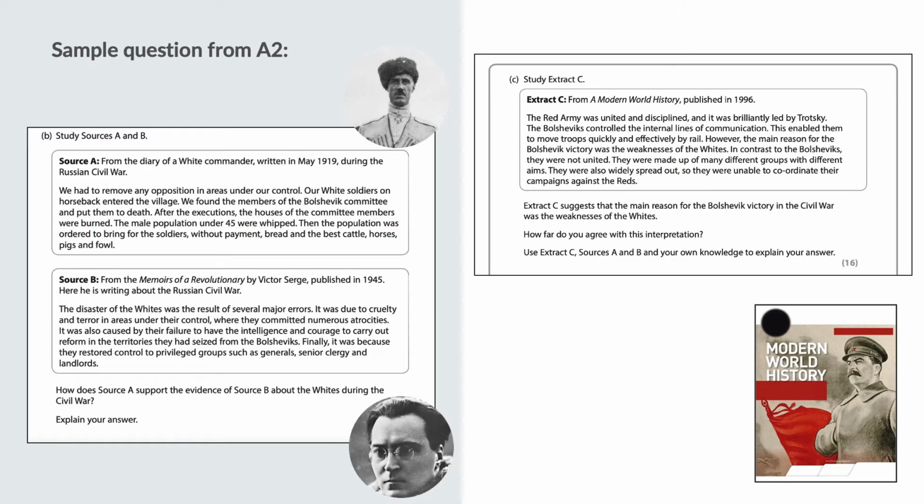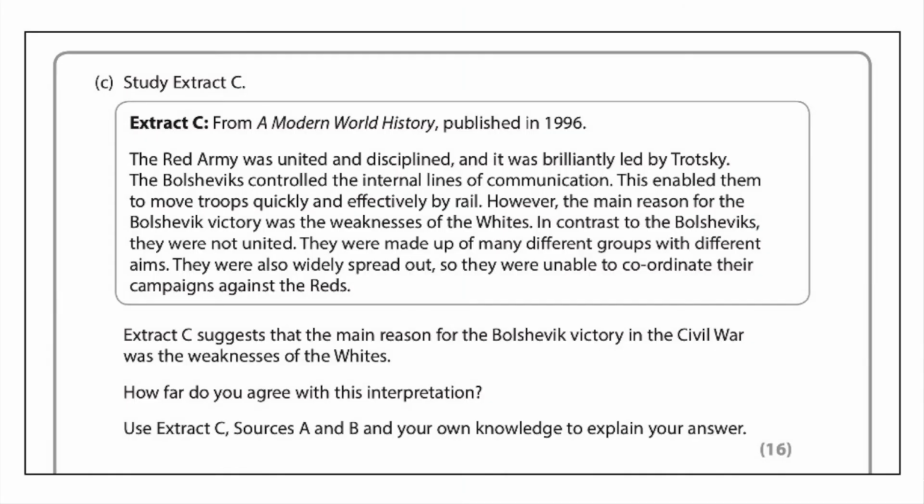As a reminder, we're going to be looking at the sample from our B type question video. So we're going back to these two friends, the commander from the White Army, and then the Bolshevik leader, Victor Serge. And then extract C, this is when we finally get to look at an example. In this particular example, you might notice that it comes from a modern world history published in 1996. So that's a few years away.